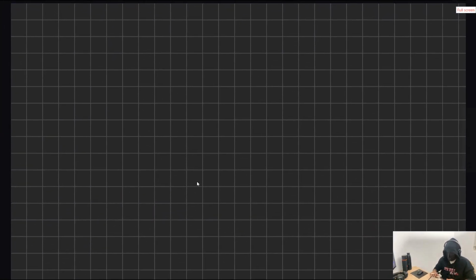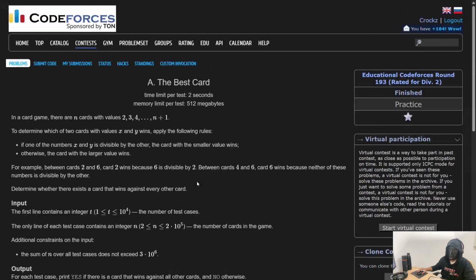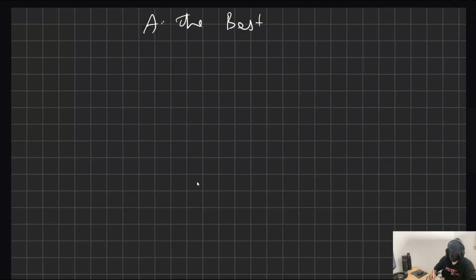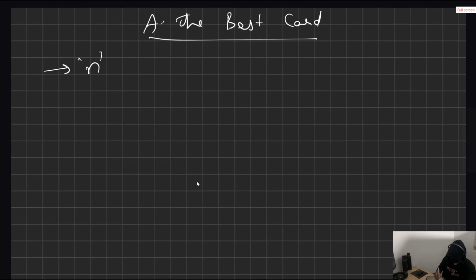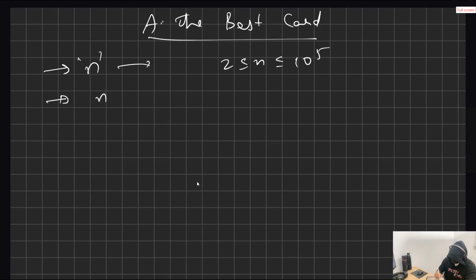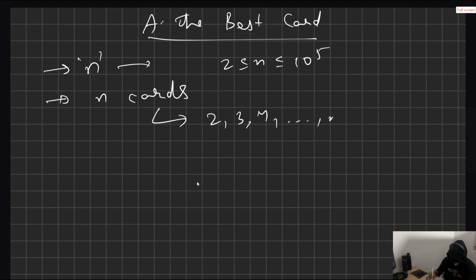So the problem name is the best card. In the problem they'll give n, and this n ranges up to 10 power 5. Basically, what they said is when they give n, there are n cards and the numbering of the cards are from 2 up till n plus 1.